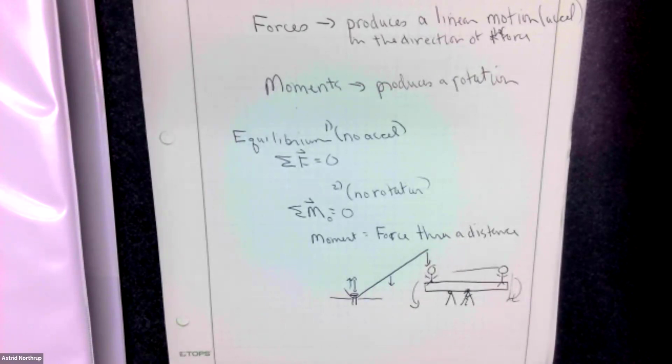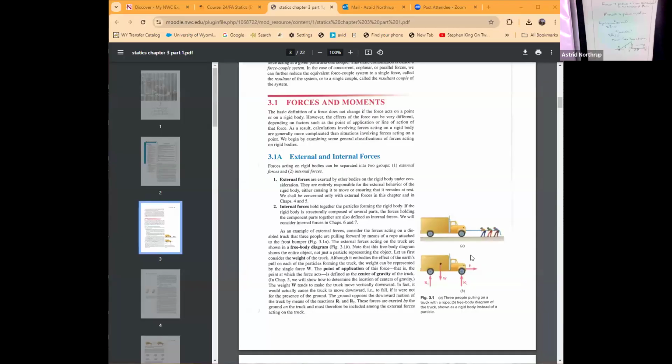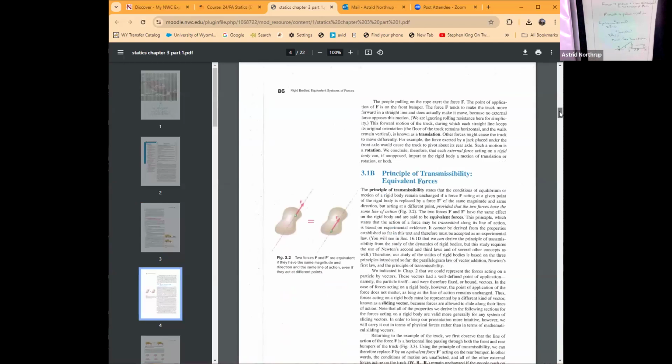Now, moments become very important for our work here in statics. Right now we know that the summation of forces in vector directions has to equal 0 in order for things to stay still. But it turns out that the moments have to equal 0 as well. So mathematically, we'll begin to deal with that in chapter 3.